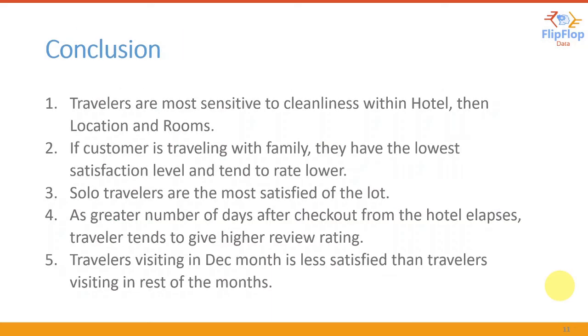Then coming to the final conclusion. So this way the entire analysis can be carried out for interpreting variables. Now summing up the salient business interpretation for the hotel, how is it? So travelers are most sensitive to cleanliness within the hotel, then the location and then the rooms. If the customer is traveling with family, they have the lowest satisfaction level and they tend to rate lower.